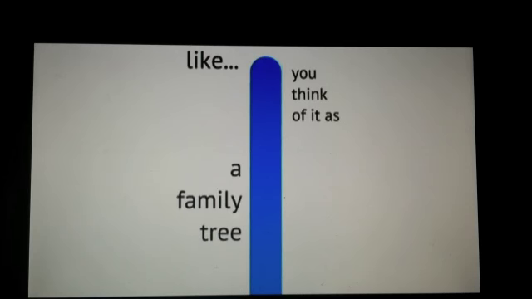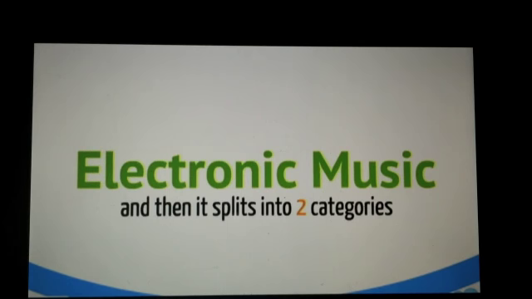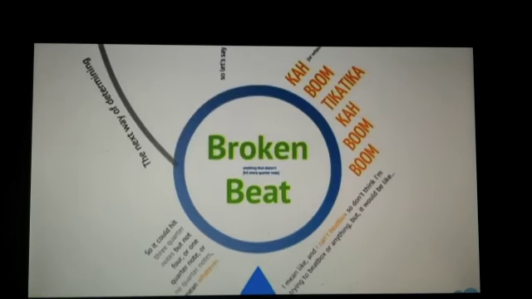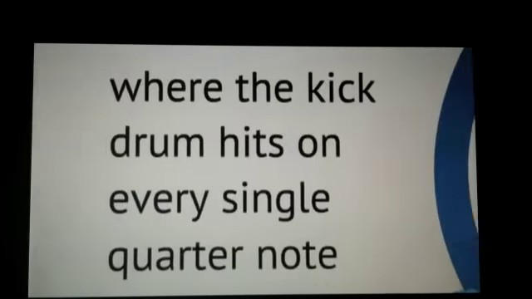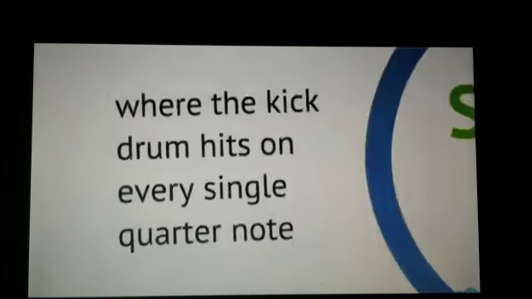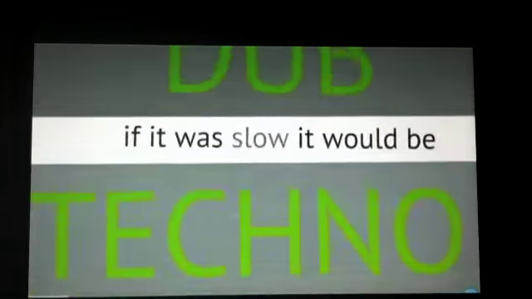Think of it as a family tree, and you have electronic music, and then it splits into two categories. One category is broken beat, one category is steady beat. Steady beat would be where the kick drum hits on every single quarter note, which I'm not too big into. But that would be house, that would be trance, that would be techno. If it was slow, it would be dub, etc.